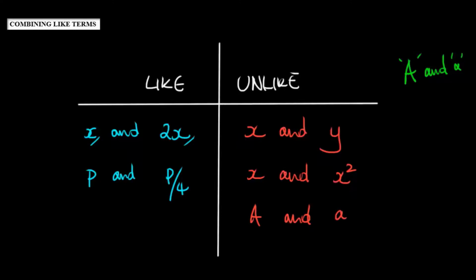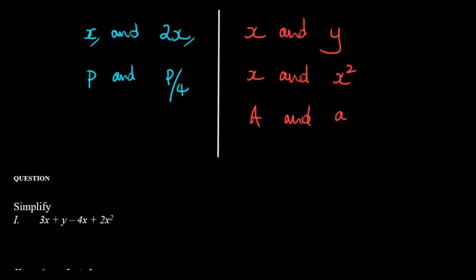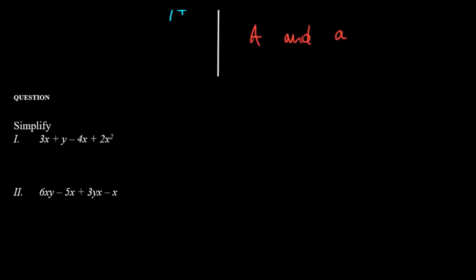Now, the reason why we're even thinking about like and unlike terms is that we can use them to our benefit. We can add and subtract like terms to simplify expressions. So we can reduce expressions from 3 terms to even 2 terms, or even 1 term, or even to no terms, because we can combine like terms. Let's get an idea here in this example, okay? In this question, I want to simplify these two expressions. The first is 3x plus y minus 4x plus 2x squared.